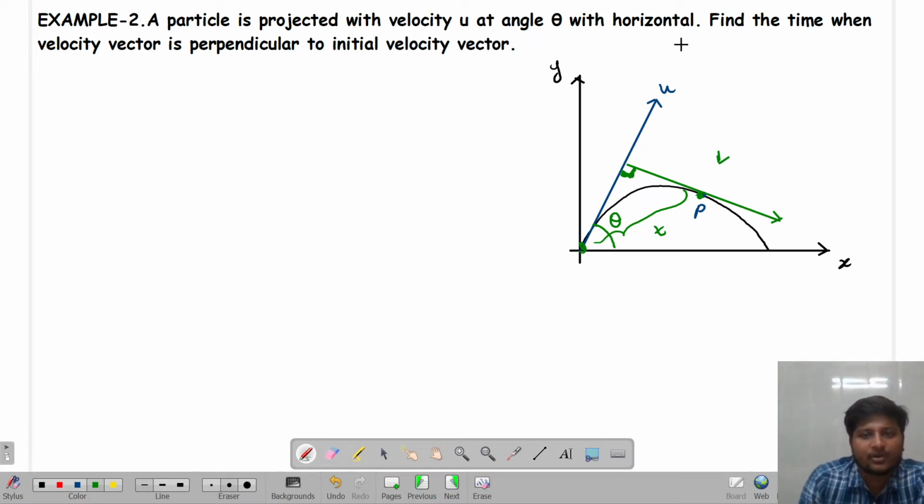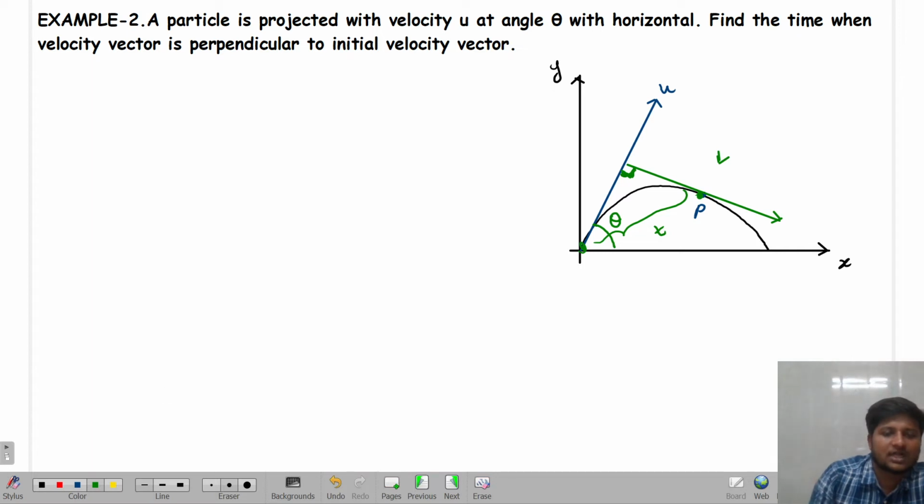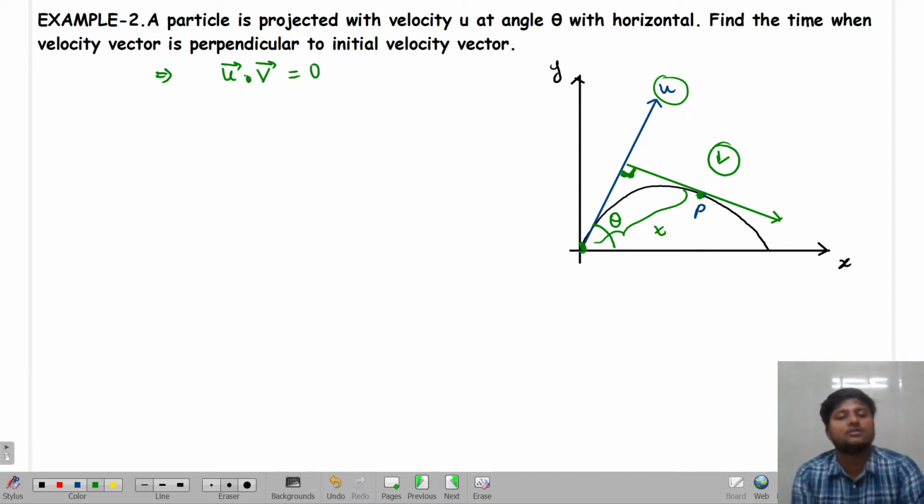If things are perpendicular, what is the relation? You know that if two vectors, this is initial velocity vector, this is final velocity vector, are perpendicular, then what is going to happen? U dot V is equal to 0. First thing, these two are vector quantities. If the particular things are perpendicular, the dot product will be 0.